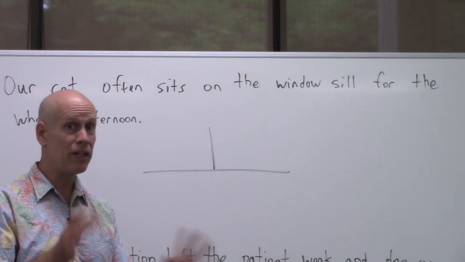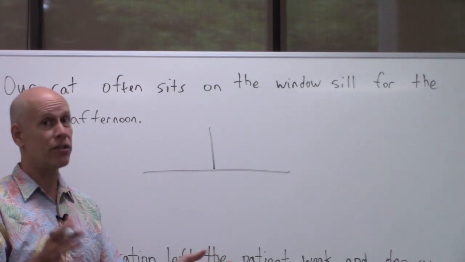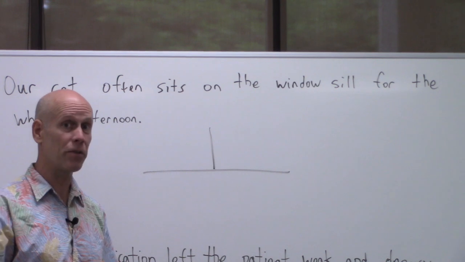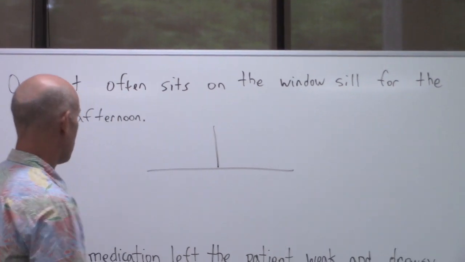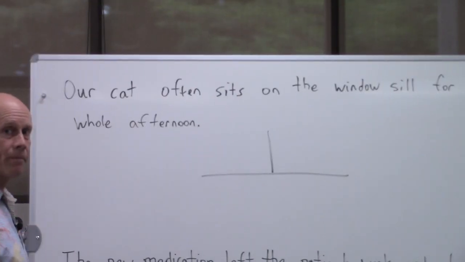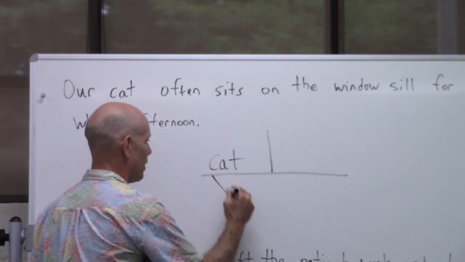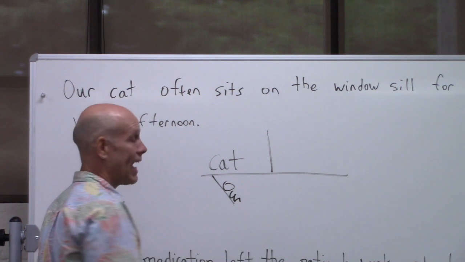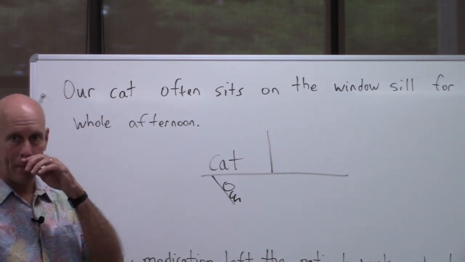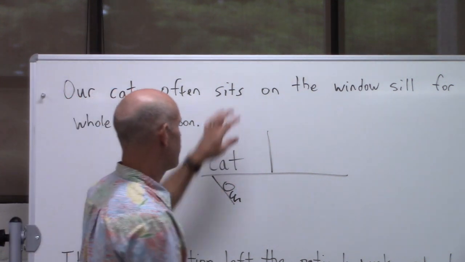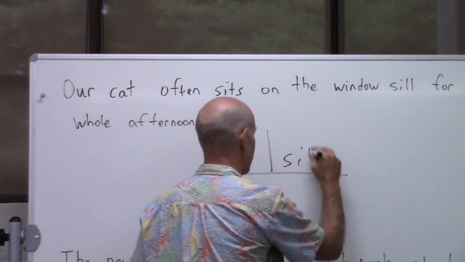The more you do these diagrams, the easier it is going to be to see this stuff without even using them. That'll take a while, but that's what the diagrams are for. Now, what's our subject here, brah? The cat. Okay, which cat? Our cat. And the cat must have done something, right? Yeah. What? It sat on the window. All right, and it sits, right? Sits.